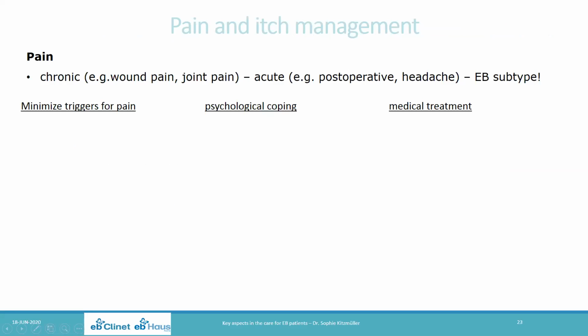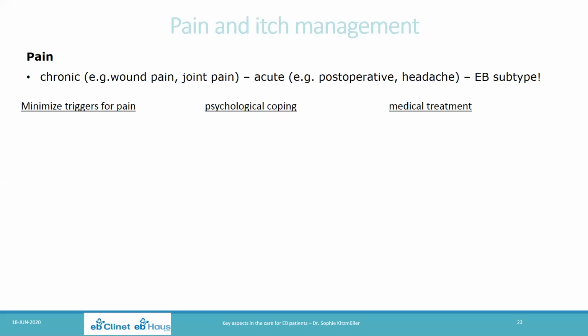pain and itch. As you can imagine, open wounds and blisters hurt a lot. So in EB, there's chronic pain, like the wound pain, the blister pain, and also joint pain. But there also is, as in every one of us, acute pain, like post-operative pain, a headache, a backache. Those acute pains are treated as in any other patient. But chronic pains, especially wound pain in severe forms, we have to give special attention to.